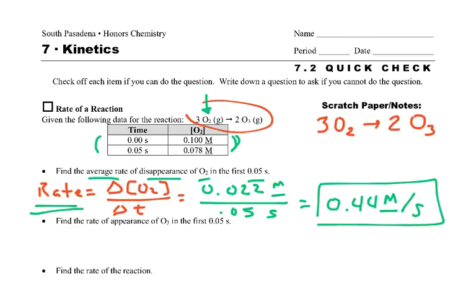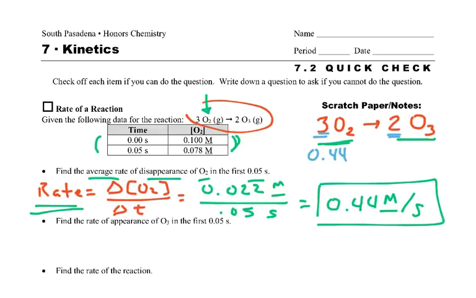Now, we know that we're talking about the O2, so if we wanted to figure out what the ozone is doing, we can take that 0.44 moles per liter per second. We're going to divide by 3 and multiply by 2, and that'll give us the answer here.